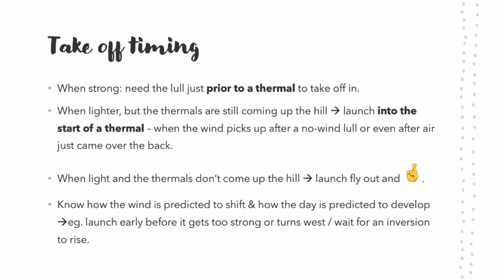If the day is lighter, sometimes the wind is so weak that the thermals formed in fields down at the bottom don't even get blown onto the hill, and you're standing on the hill and there are no cycles. It's just dead. Now the only thing you can do then, if the thermals don't come up the hill, is just launch, a nice forward launch, fly out, and hope you catch one out front. There's nothing else you can do then.